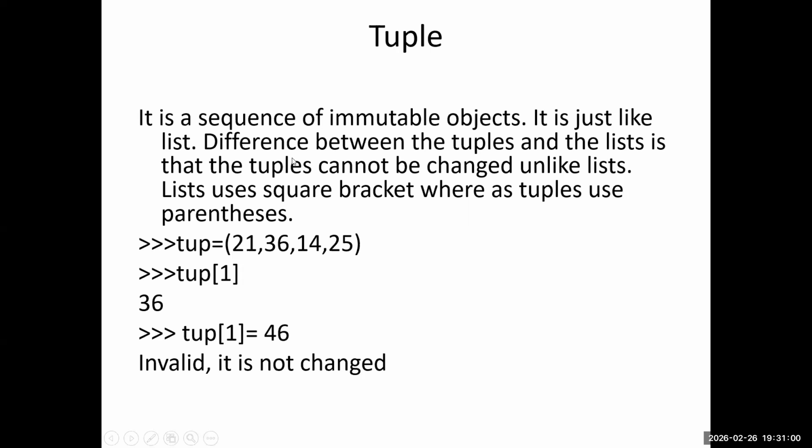So it is a sequence of immutable objects, just like a list. The main difference between tuple and list is that a tuple cannot be changed, unlike a list. A list uses square brackets, whereas a tuple uses parentheses. To apply various operations on a tuple, the tuple must be converted to a list. Then whatever changes you want to apply to the values, you can apply, and then it is converted back into a tuple. Are you clear on this?